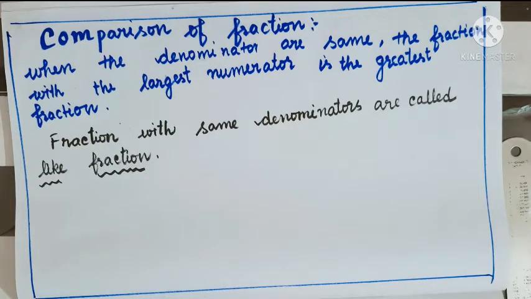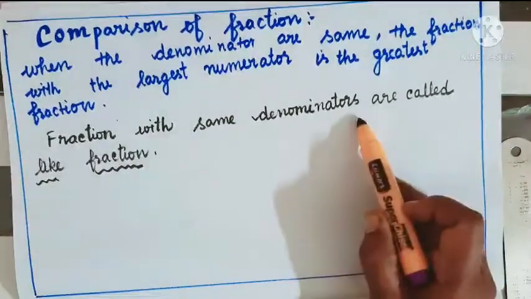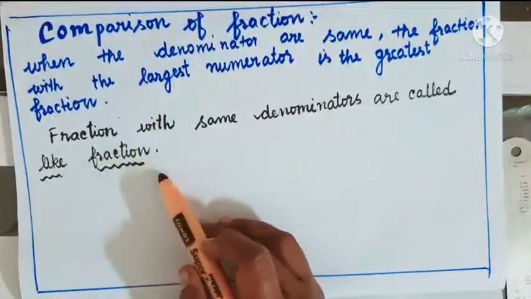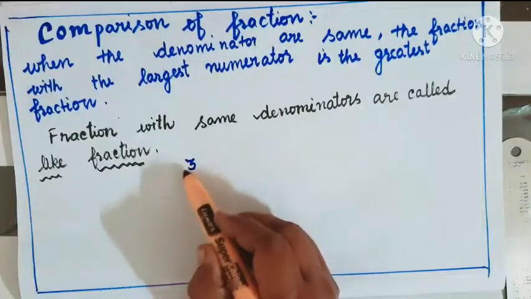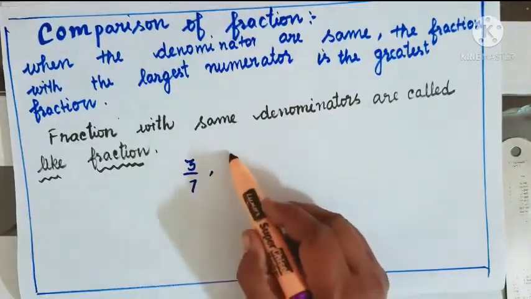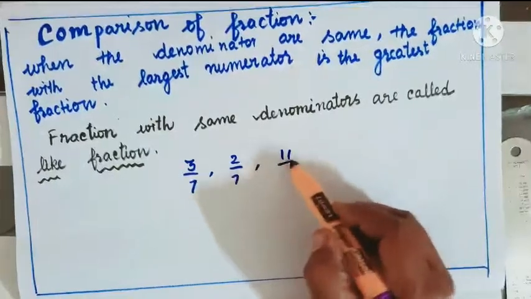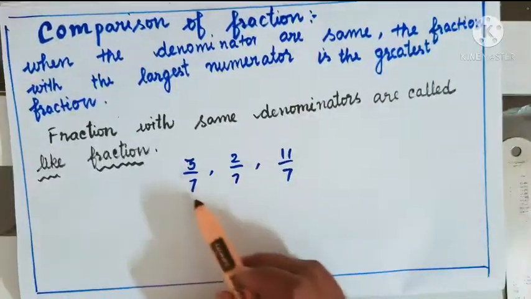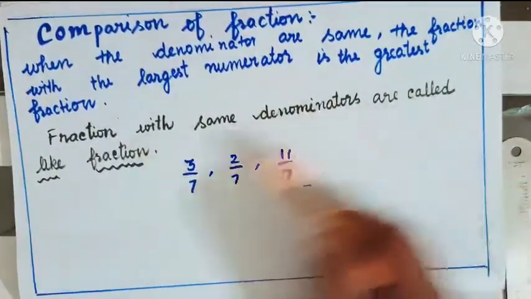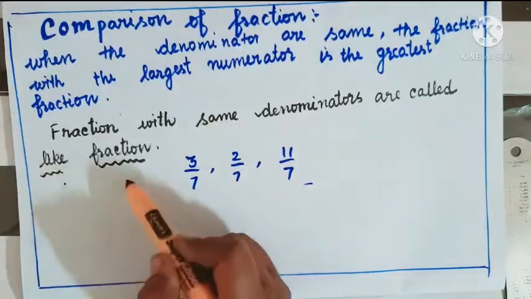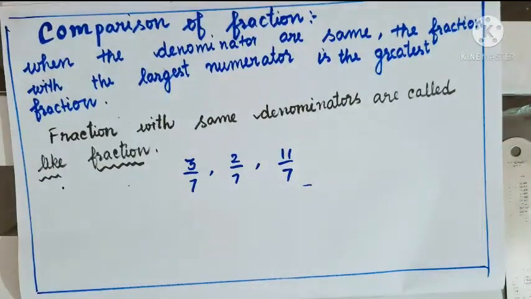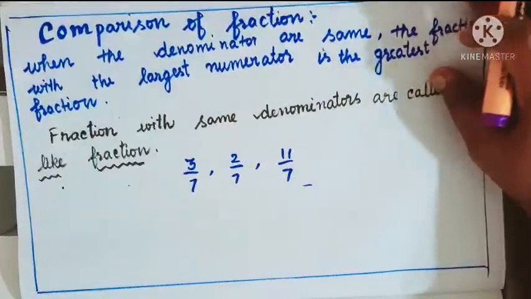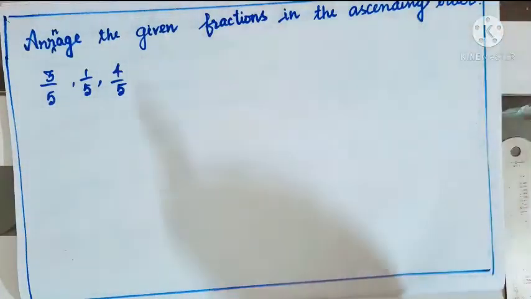Okay. So, the fractions with the same denominators are called like fractions. For example, 3 by 7, okay, 2 by 7, 11 by 7. These are all what? Like fractions. They have same denominators. Fractions with same denominators are called what? Like fractions. Understand? Is it clear to you? So, now we are going to arrange fractions in ascending order.